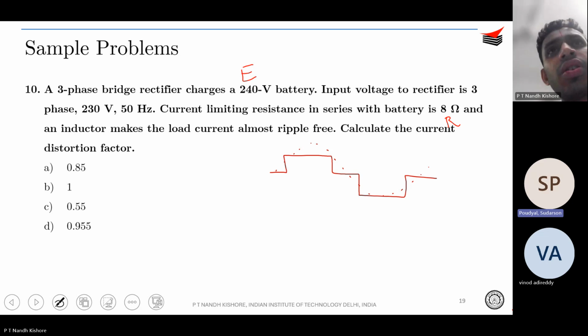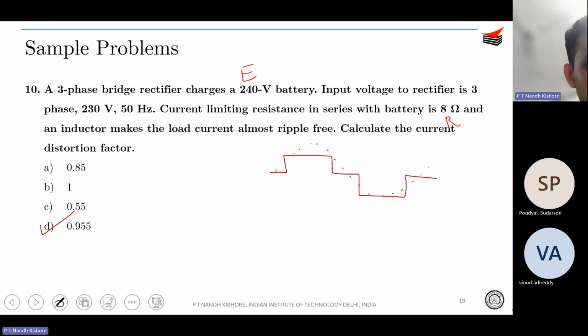No, sir, it's okay, I will check it. Okay, so in the end, if we do have time, then maybe I can solve it, okay? Answer is 0.955.